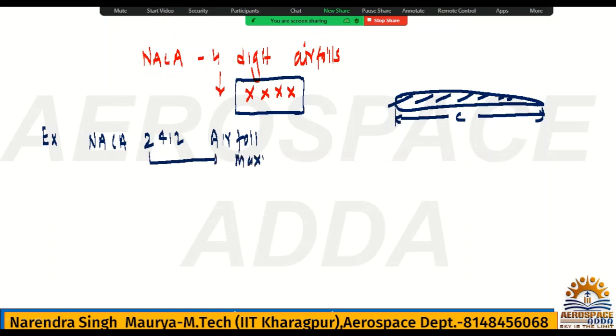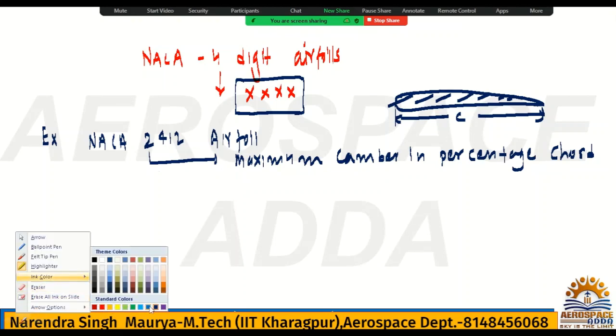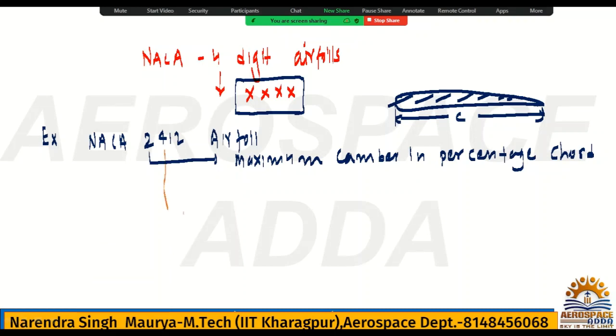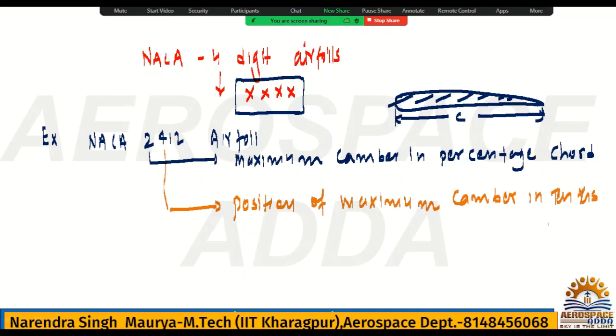I will write maximum camber in percentage chord. Okay, the second number, just listen carefully, it's very easy. The second number, the second digit indicates position of maximum camber in tenths of chord length.